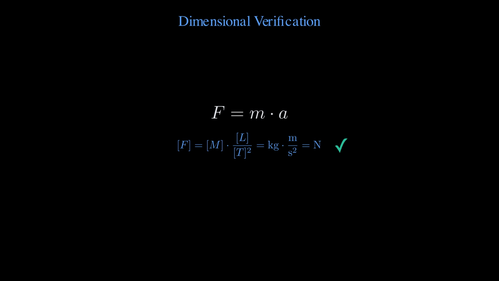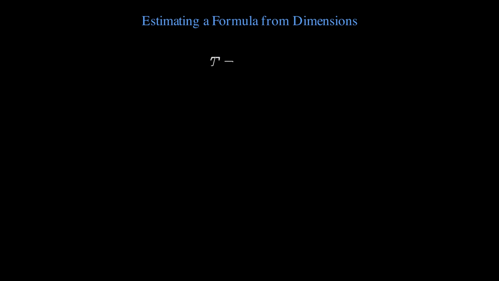What is the dimension of acceleration? Length divided by time squared. So the dimension of force is mass times length divided by time squared. That is kilograms times meters per second squared, exactly what a Newton is. Confirmed.